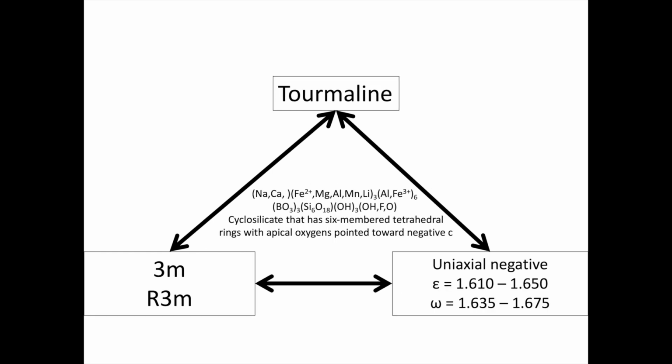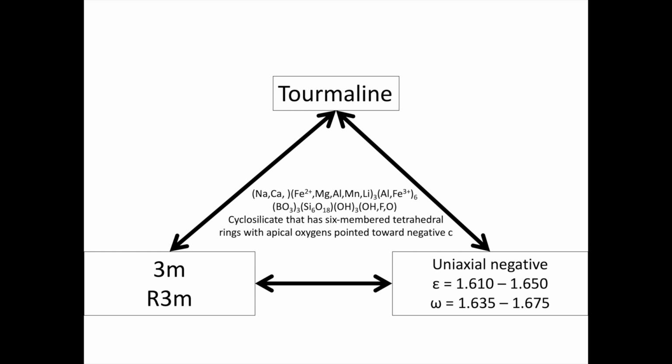So our tourmaline is defined by its chemistry and structure. And as you can see from that chemical formula, the chemistry of tourmaline is rather complex. And this is because the tourmaline group of minerals has a wide variety of solid solution series. However, those solid solutions can all occur within a very similar structure. So our tourmaline is a cyclosilicate that has 6-membered tetrahedral rings, and those rings are oriented so that their apical oxygens are all pointing in the negative C crystallographic direction.